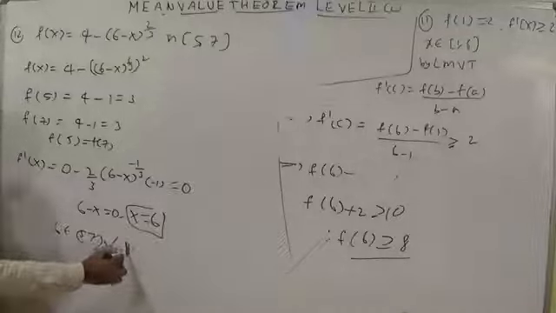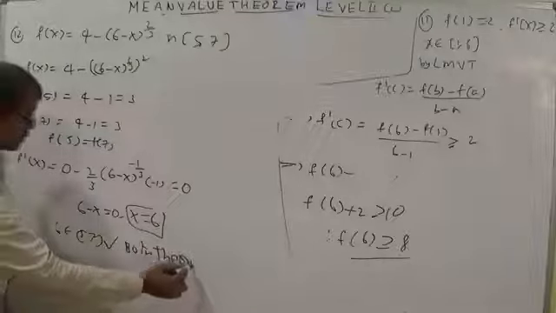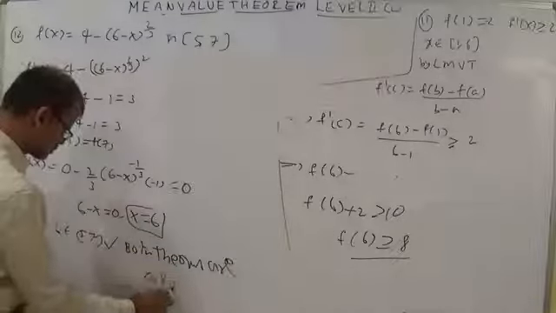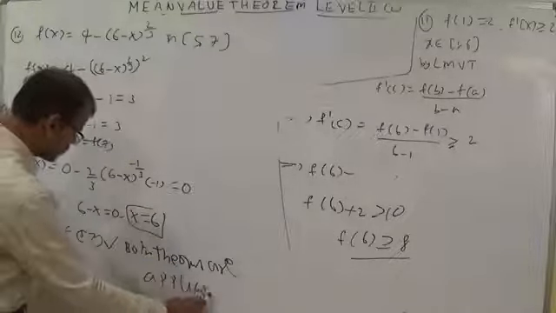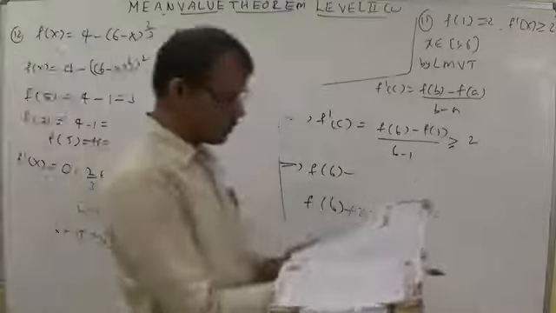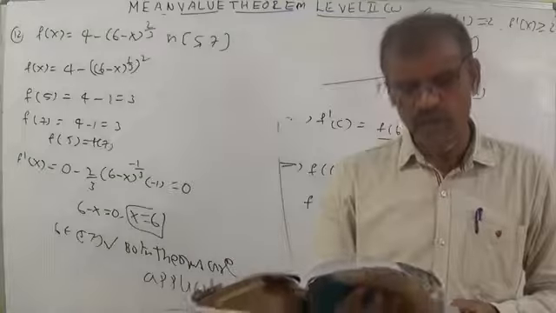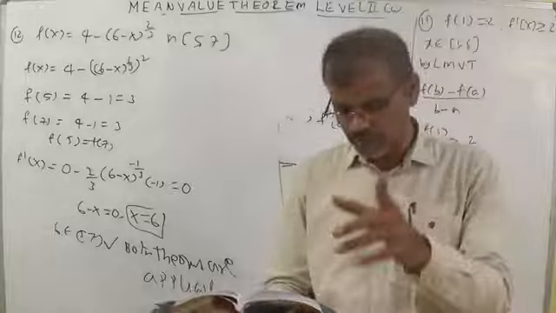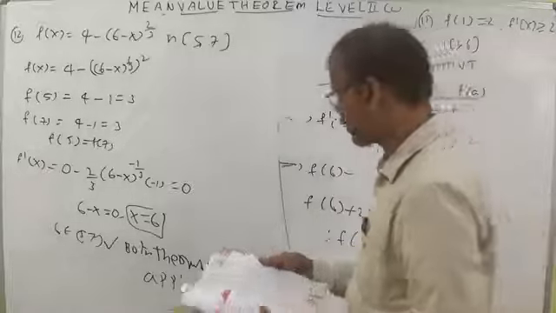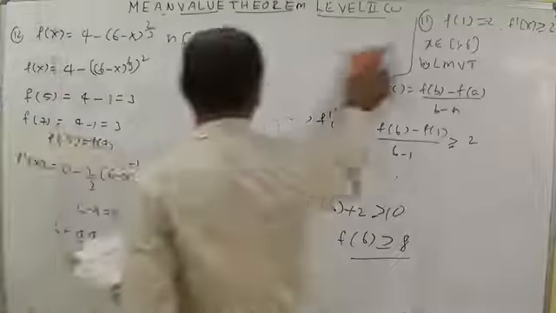So both theorems are applicable. Lagrange's mean value theorem and Rolle's theorem are also applicable. But here in the options of the 12th question, 'both theorems are not applicable' is given. It may be wrong, so once again verify. We can say that both theorems are applicable. For the 12th question, the 4th option only, but do not strike it off.